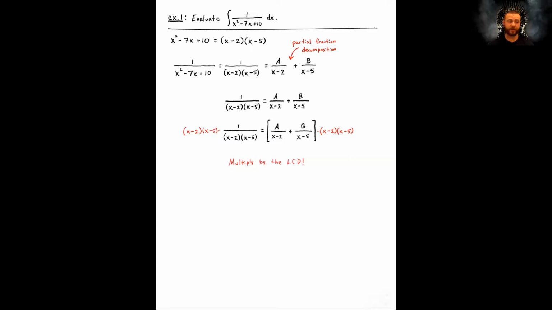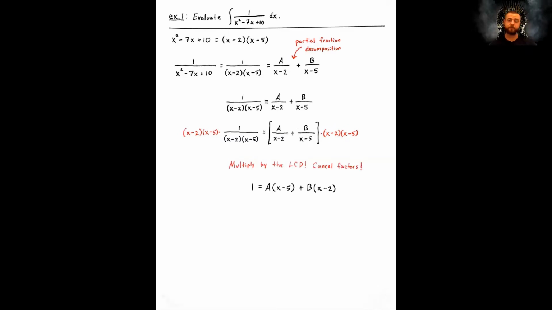Now, if you've done this correctly, you should find there's no more fractions. So you hopefully are comfortable multiplying each side by the LCD and then it reducing down to this. This is going to be our starting place for solving for the constants A and B. All right, pause the video to let that sink in.